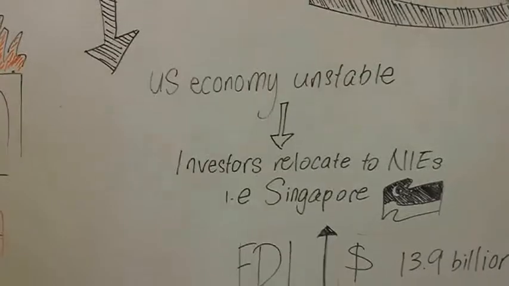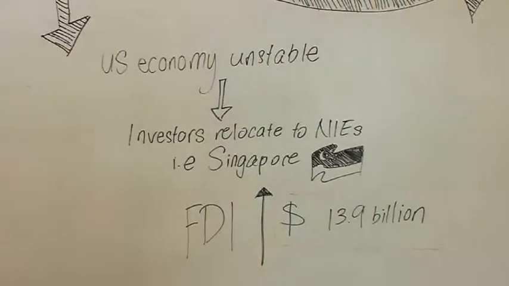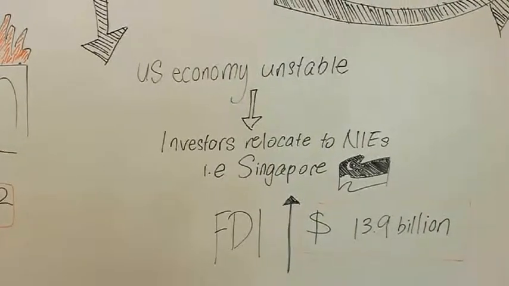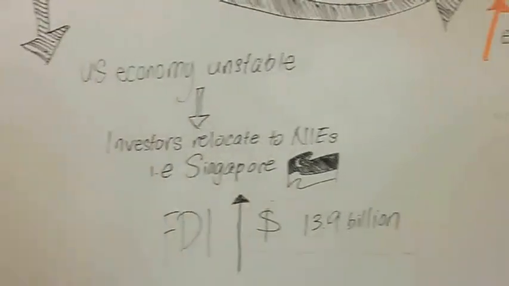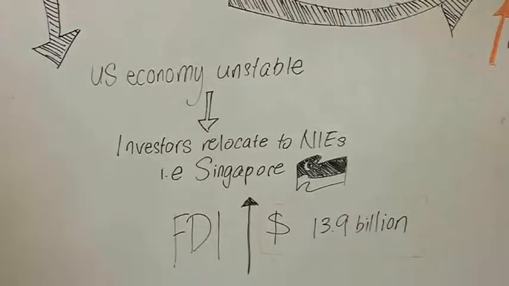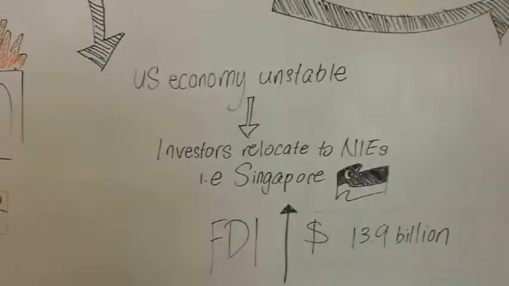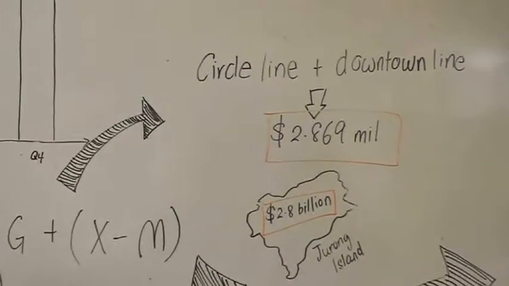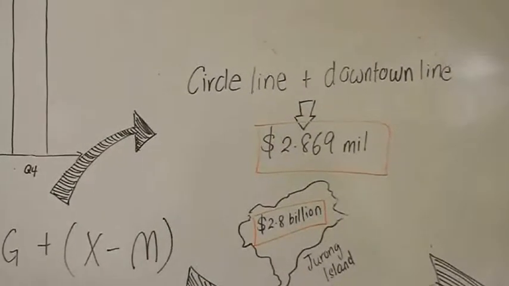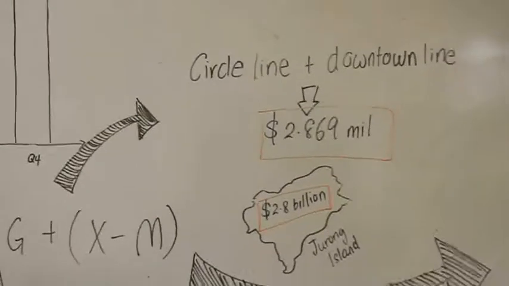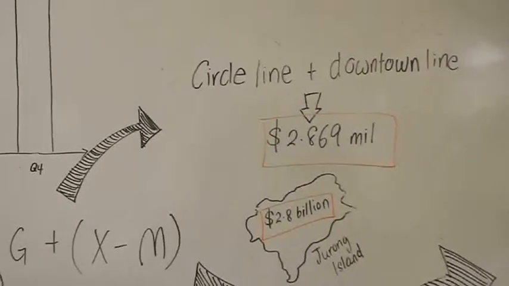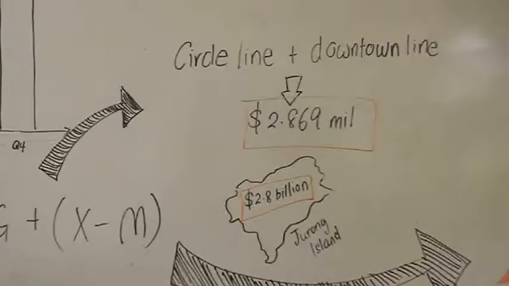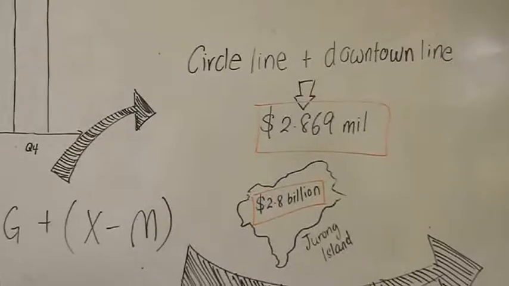As the weakening of the US dollar also implies that the US economy is unstable, investors would flee the US and relocate in stronger Asian economies like Singapore. This scenario is evident as seen from the fact that the stock of direct foreign investment at home increased to 200. Moving on, there is also an increase in another of the components of the AD, which is government expenditure. To sustain economic growth, the government has actually invested in projects such as the Circle Line, Downtown Line, as well as Jurong Island.